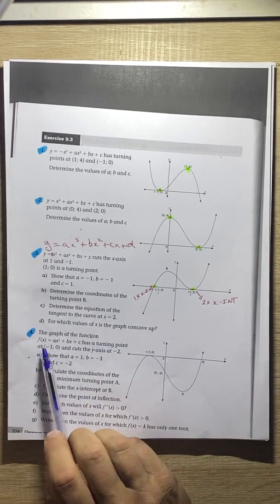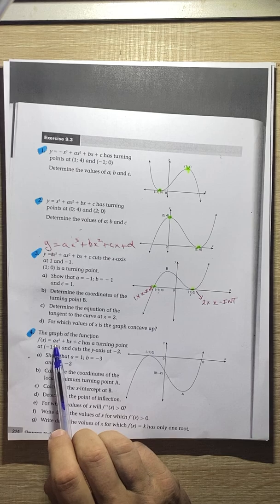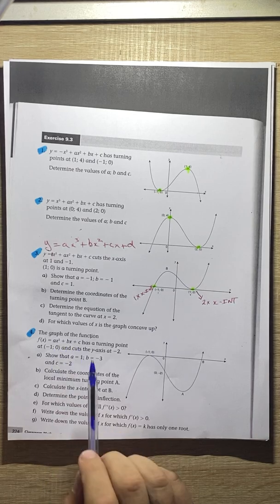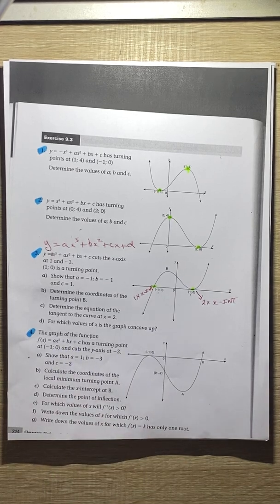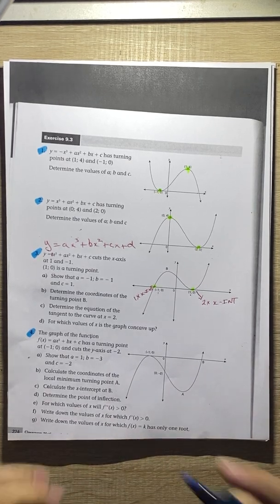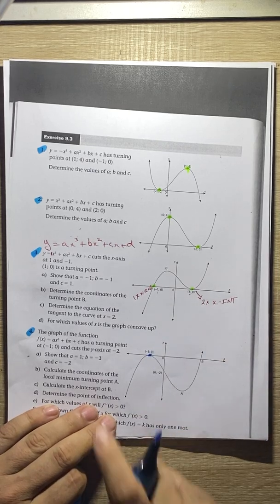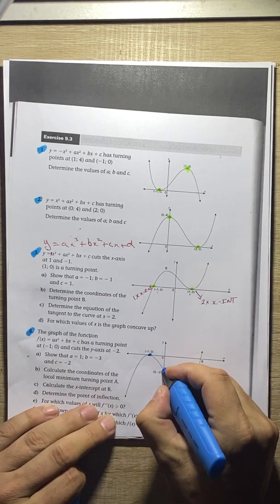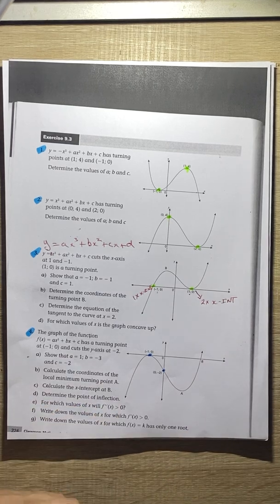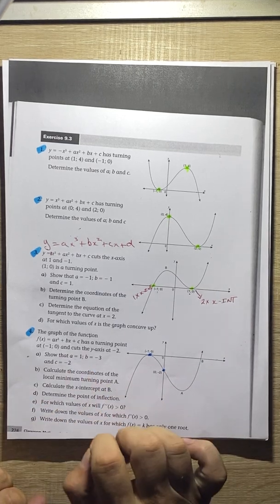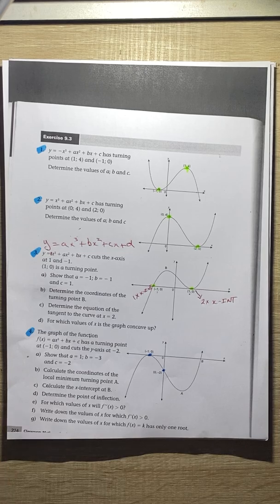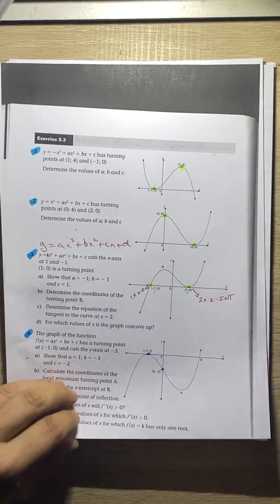The graph of the function f of x is equal to ax cubed plus bx plus c has a turning point at minus 1, 0. So we have a turning point over here. And it cuts the y-axis at minus 2, which is over there. We need to show that a is 1, b is minus 3, and c is minus 2. Okay, so question A.